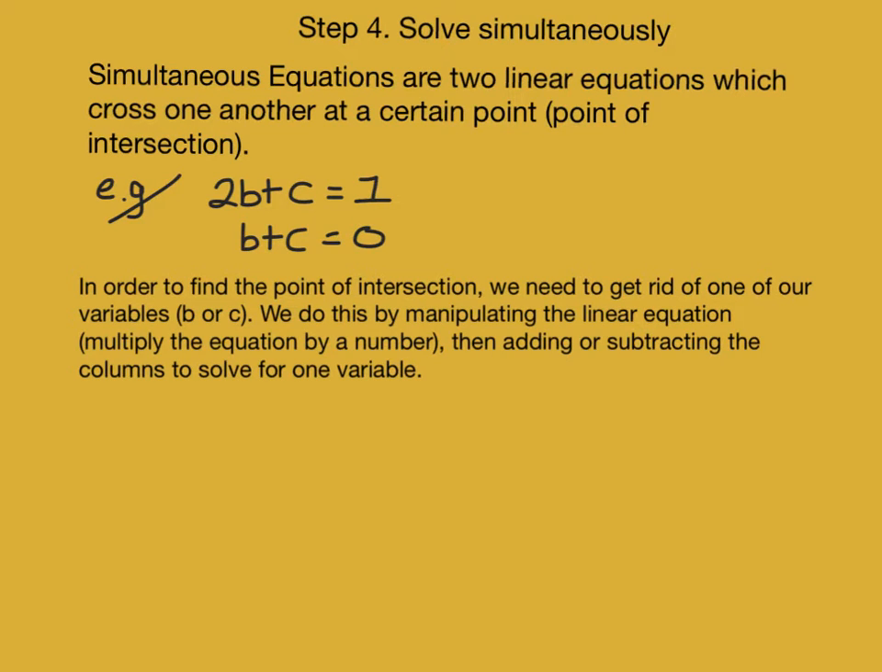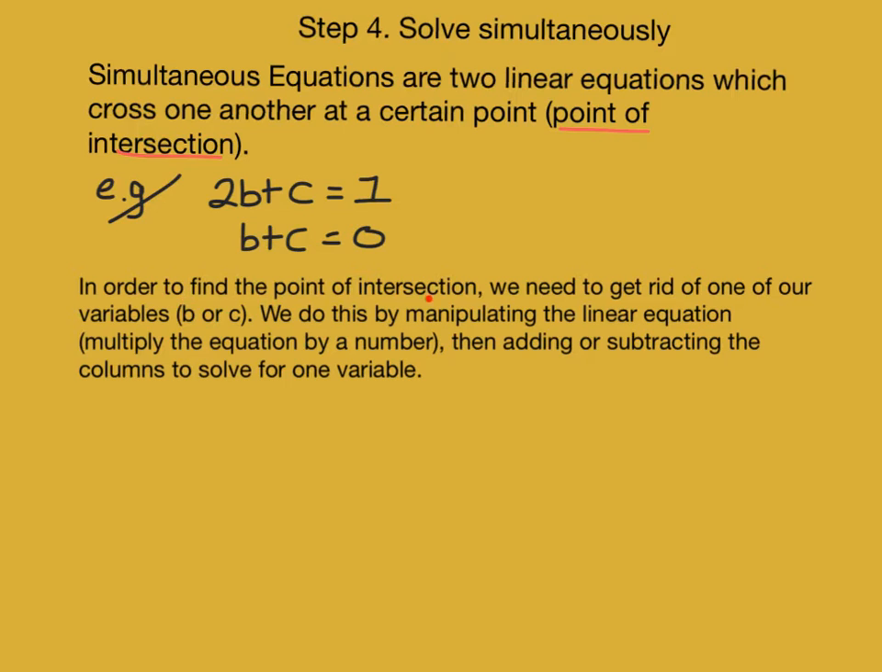Okay, so simultaneous equations are two linear equations which cross one another at a certain point, and we call that point a point of intersection. We're going to use this a lot when we look at coordinate geometry, and we'll do more practice on it. It'll be a little bit more difficult for coordinate geometry, but it's not bad.